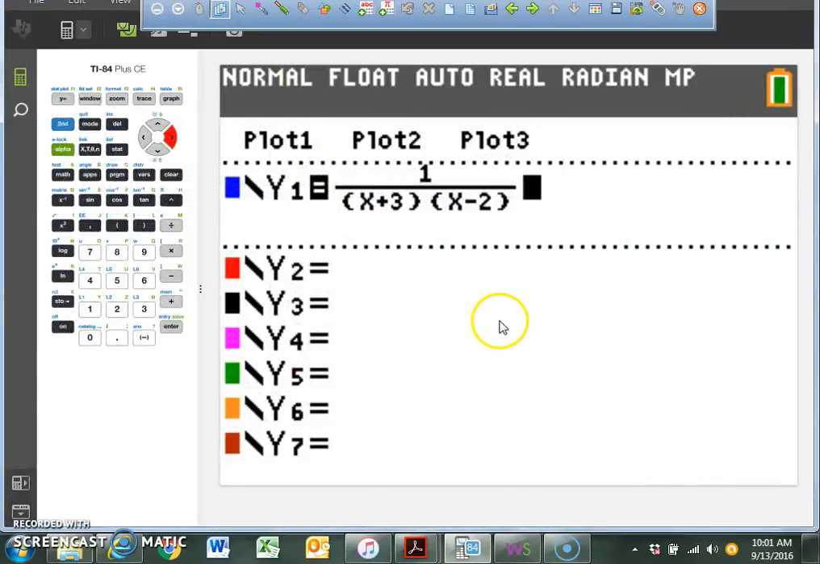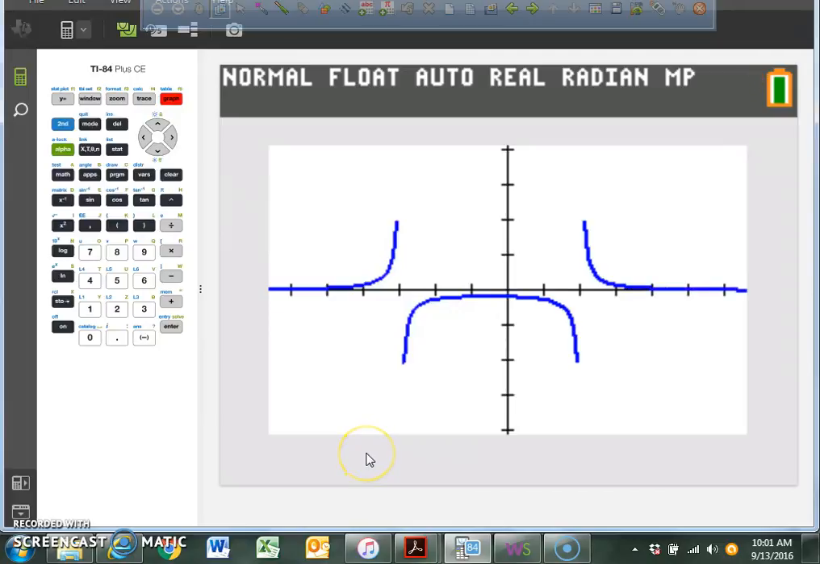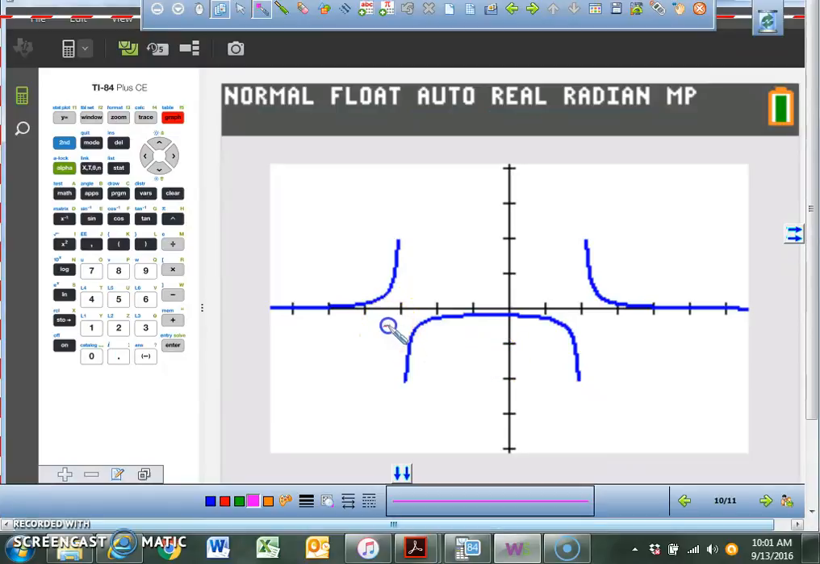Okay, hold on. We're just doing one at a time. Once you have it, go and hit graph, and let's take a look at this one. Okay? Now, that's kind of sad. Now, what I want you guys to understand, right here at a negative 3, do we still have an asymptote? We still have a vertical asymptote at a negative 3, but right over here at a positive 2, we also have a vertical asymptote.